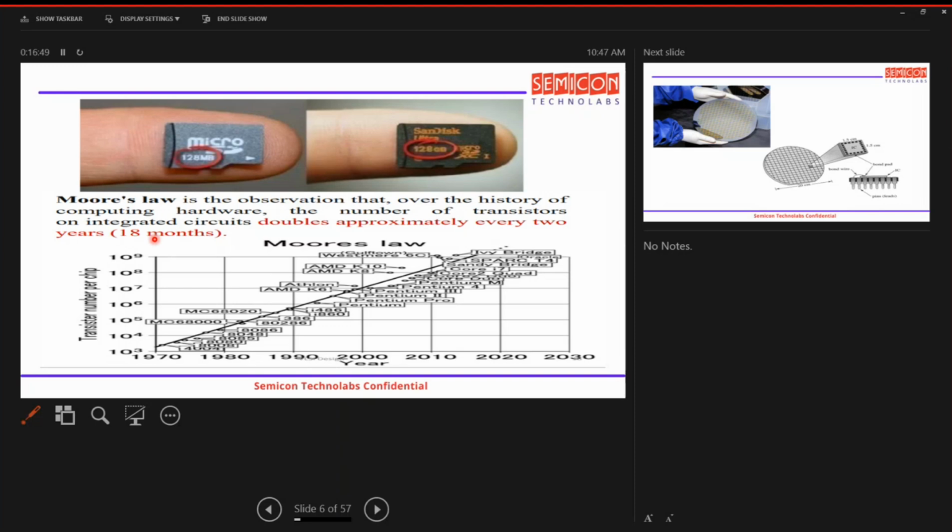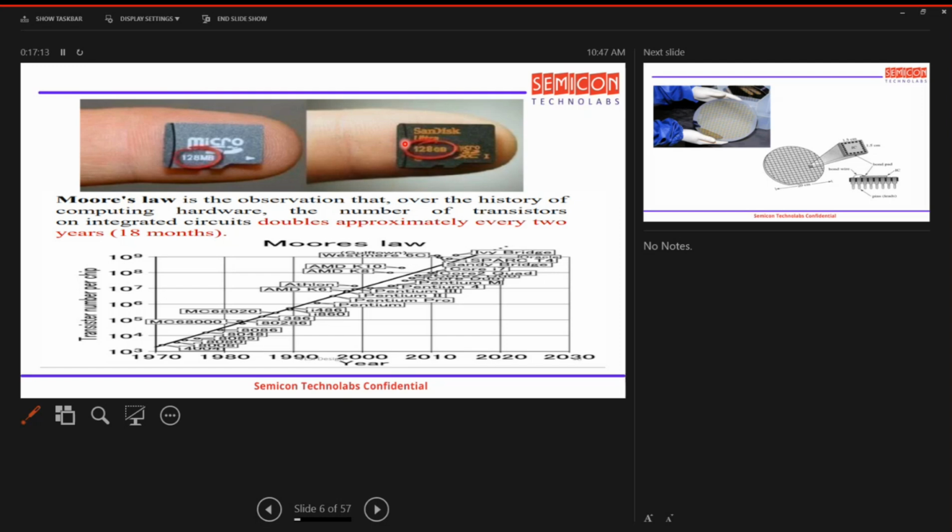Okay, so as you can see here, from Moore's law up till 2030, the number of transistors that can be put inside a single chip keeps on doubling every 18 months, which means the size of the transistor has to come down, which means the semiconductor process has to keep on advancing so that it can reduce the transistor size.